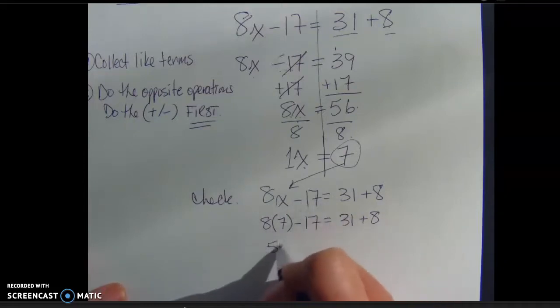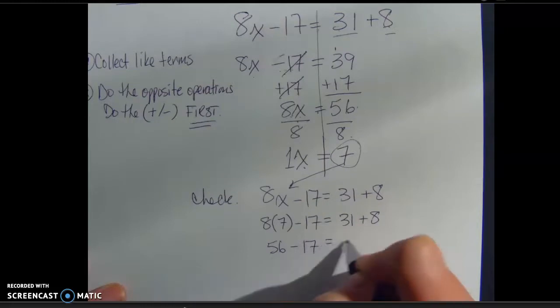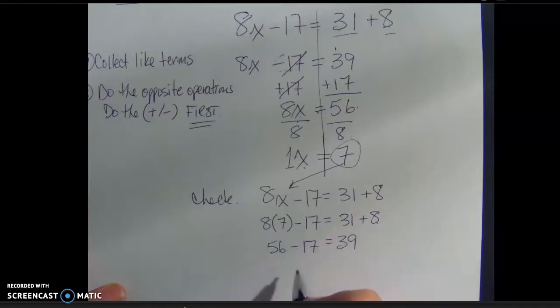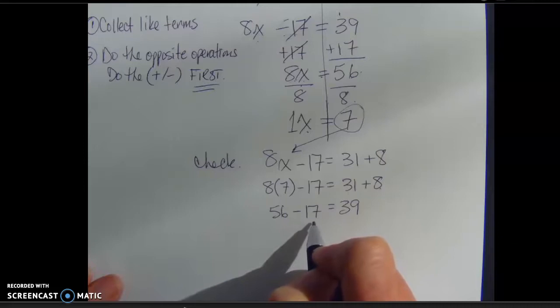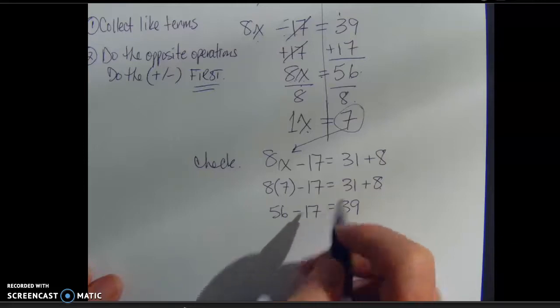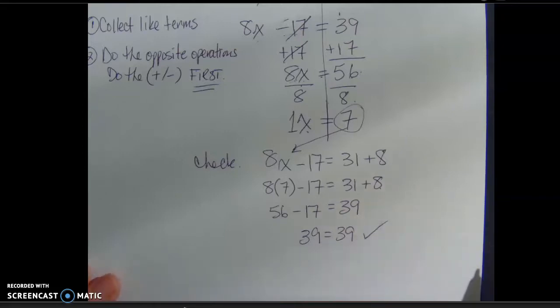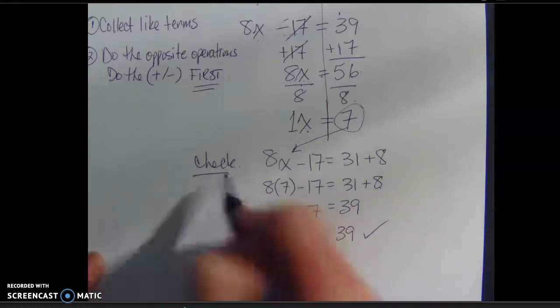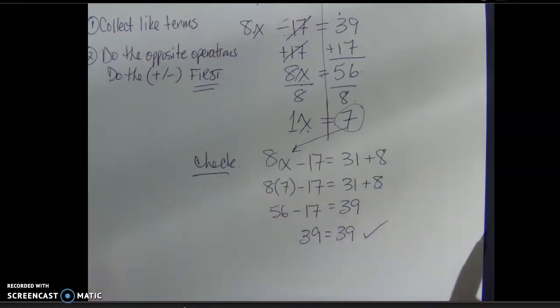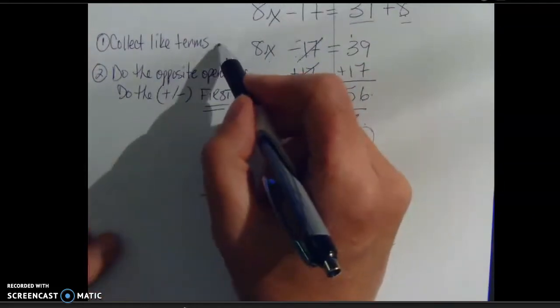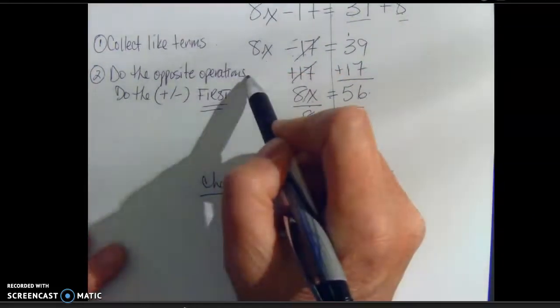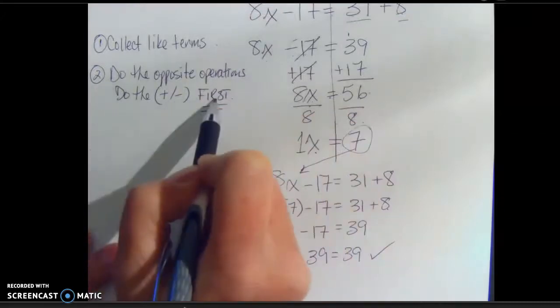8 times 7 is 56 minus 17. And we've got 31 plus 8, which is 39. And 56 minus 17 is, oh, look at that, 39. They're both 39, so we know that we did it right. Always check your answers. So we've got collect like terms, do the opposite operations, and do the plus and minus first.